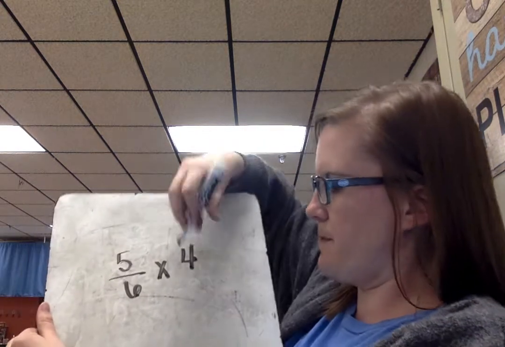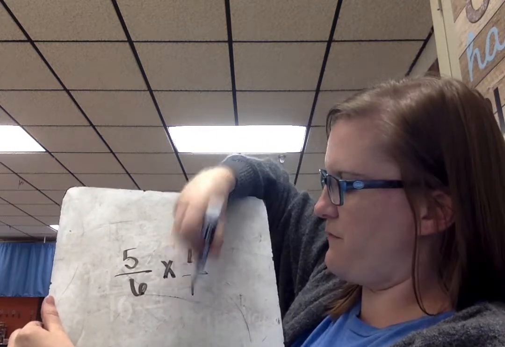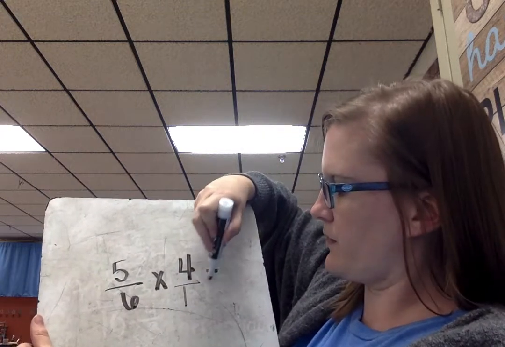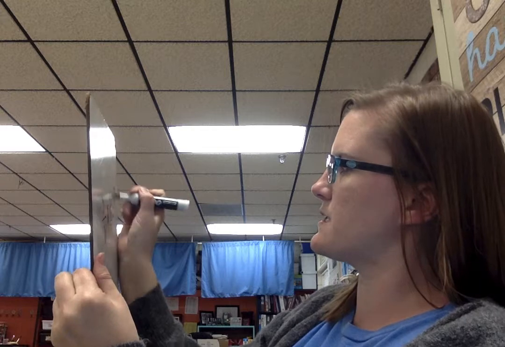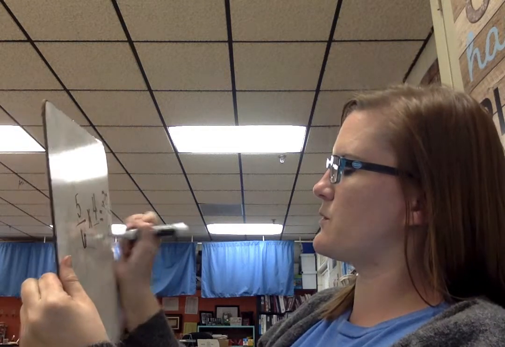How many miles do they run altogether? So we're doing 5/6 times 4. Once again, you're putting 4 over 1. We're multiplying straight across. So 5 times 4 equals 20. 6 times 1 equals 6. So we have 20/6. Multiplying fractions will be soon, or we'll turn improper to mixed. Okay.